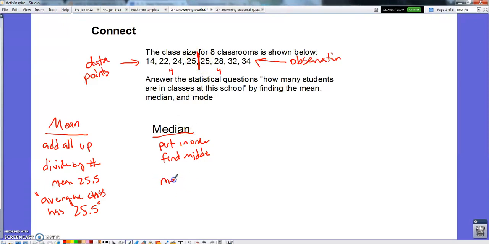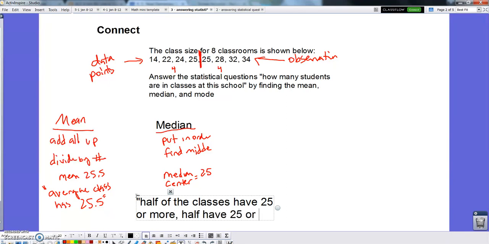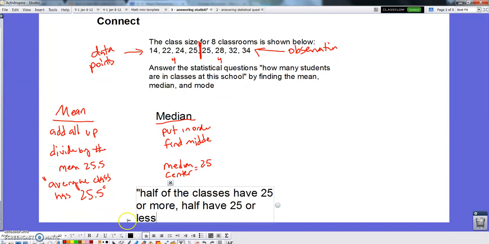So we would say the median here is 25. Sometimes we call that the center instead of the median. Makes sense. It's right in the middle of the center. And that means, I'm just going to type it because I can type it faster than I can write it. So when we think about the median, since that's the halfway, the midway point, we're kind of saying half of the classes have 25 or more, half have 25 or less. It's kind of the halfway point of the data.